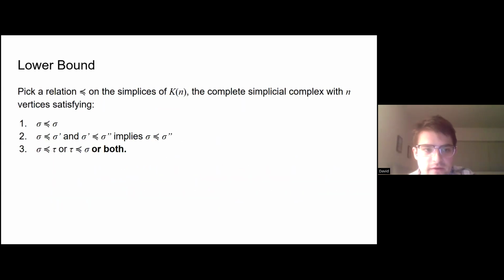Okay. The lower bound is a little trickier. So I'm going to say some nonsense and then I'll draw a picture that hopefully clarifies what I'm saying. What I'm going to do is pick a relation on the simplices of the complete simplicial complex with n vertices. These three rules just mean that this relation is going to act like a total order, except that different simplices are allowed to be tied. So that's what this or both is saying. Different simplices are allowed to be tied in my total order.